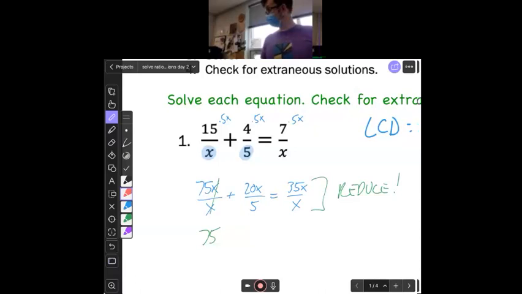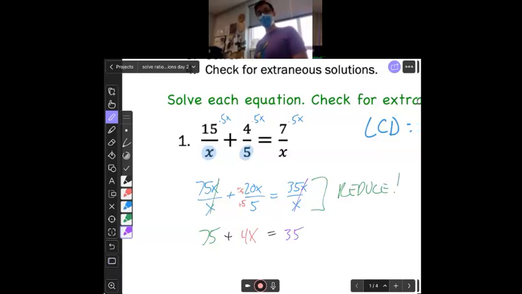20 and 5 both have 5 in them, so I'm just going to divide by 5, divide by 5. So 20 divided by 5 is 4x. 5 divided by 5, of course, is 1. So I'll just give you 4x. Plus sign stays there. Equal sign stays there. And those x's in the last term reduce out, so we're just down to 35.